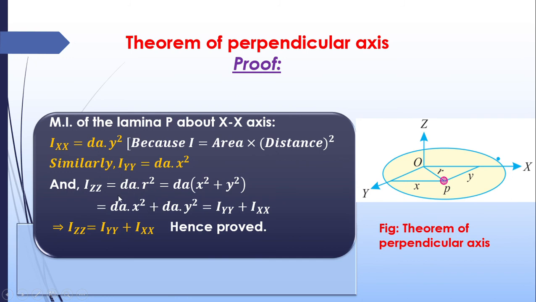So what is dA x square? It is Iyy. And what is dA y square? It is Ixx. So we can say that Izz is equal to Iyy plus Ixx. So this is the proof for the perpendicular axis theorem. It is very simple, and if you didn't get this now, you can read it again, and it will be very easy to understand.